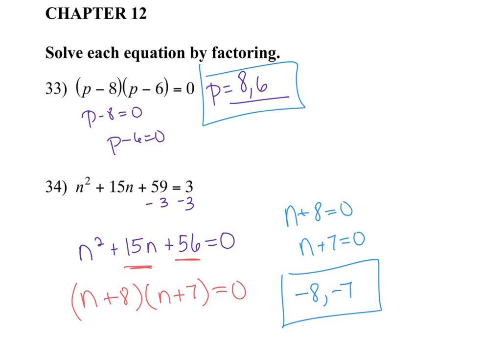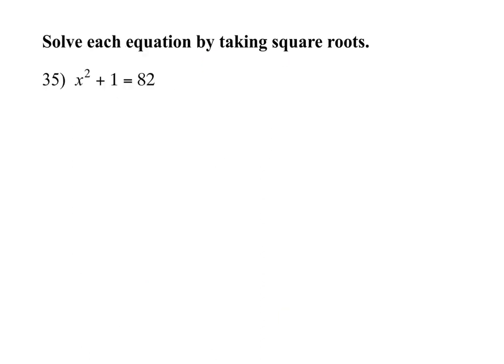Solving by taking the square root. That's usually everyone's favorite. So number 35. You have to have the square by itself. Take the square root. You're not done yet. And remember, for these, it's always the positive and negative root. These must be the positive and negative root.